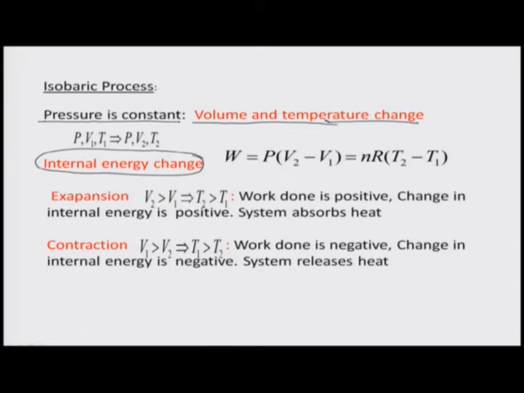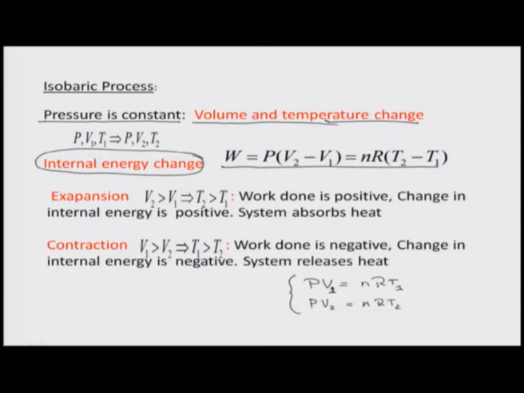So, calculation of work done becomes very simple, and this is simply given by this. In going from this step to this step, we have simply used the fact that PV is equal to nRT. Initially, it was PV1 is equal to nRT1, finally PV2 is equal to nRT2. So, this expression is very transparent.